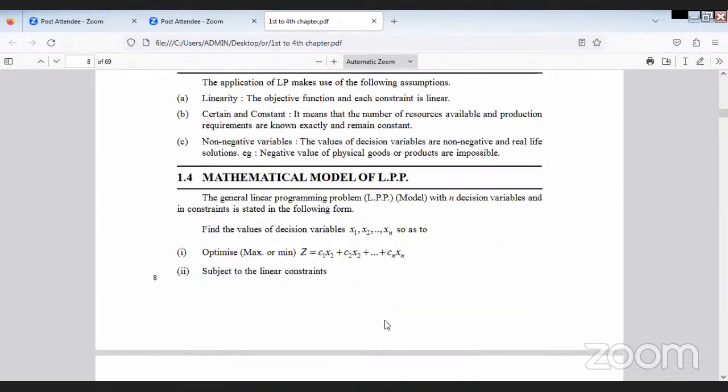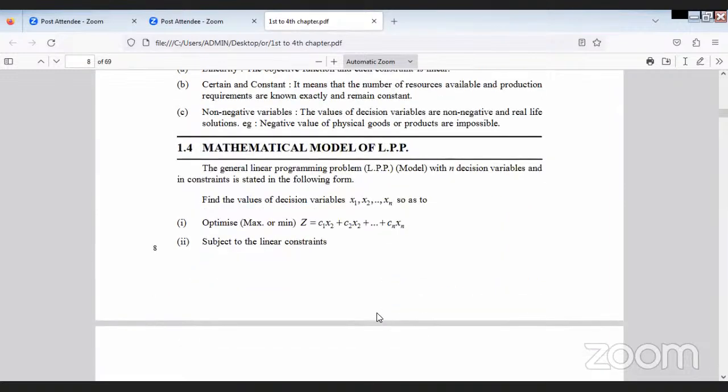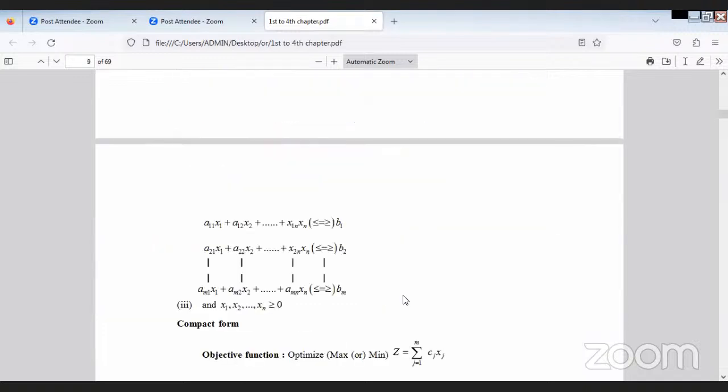Then the mathematical formulation of LPP. The general mathematical programming form of an LPP with n decision variables and constraints is stated in the following form. Find the values of decision variables x1, x2, ..., xn optimizing z = c1x1 + c2x2 + ... + cnxn, subject to the linear constraints a11x1 + a12x2 + ... + a1nxn.